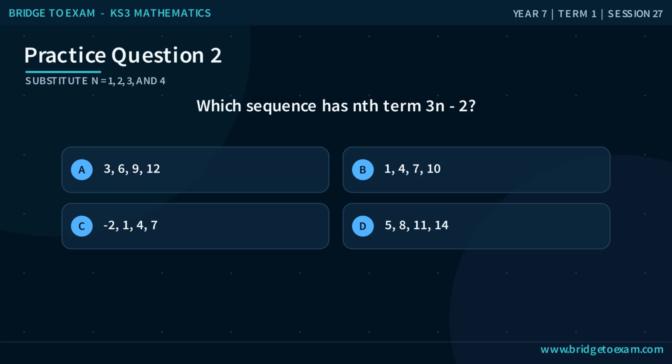Practice question 2. Which sequence has nth term 3n minus 2? Option A is 3, 6, 9, 12. Option B is 1, 4, 7, 10. Option C is negative 2, 1, 4, 7. Option D is 5, 8, 11, 14. Pause and substitute n equals 1, 2, 3, and 4.